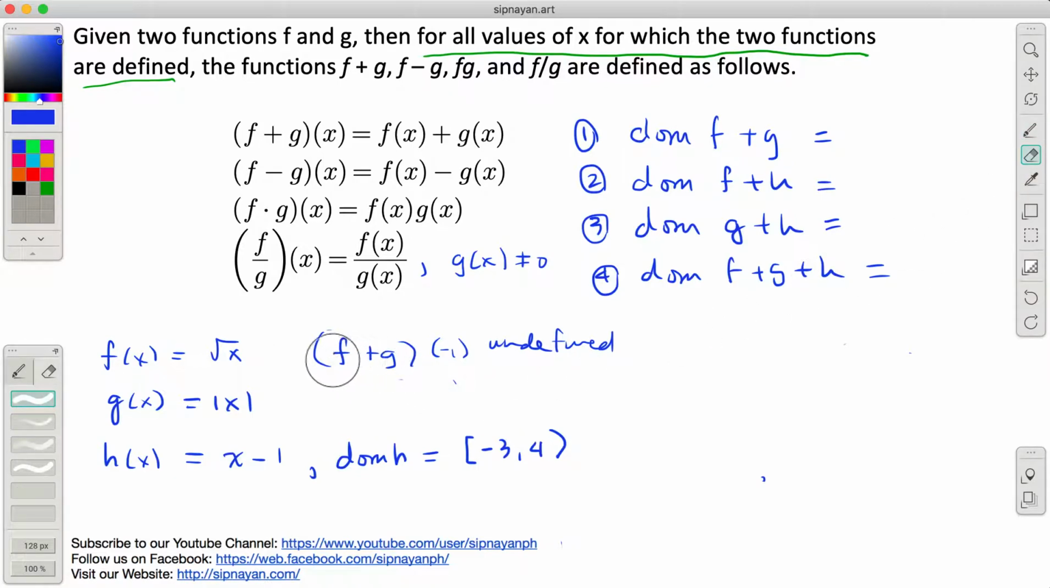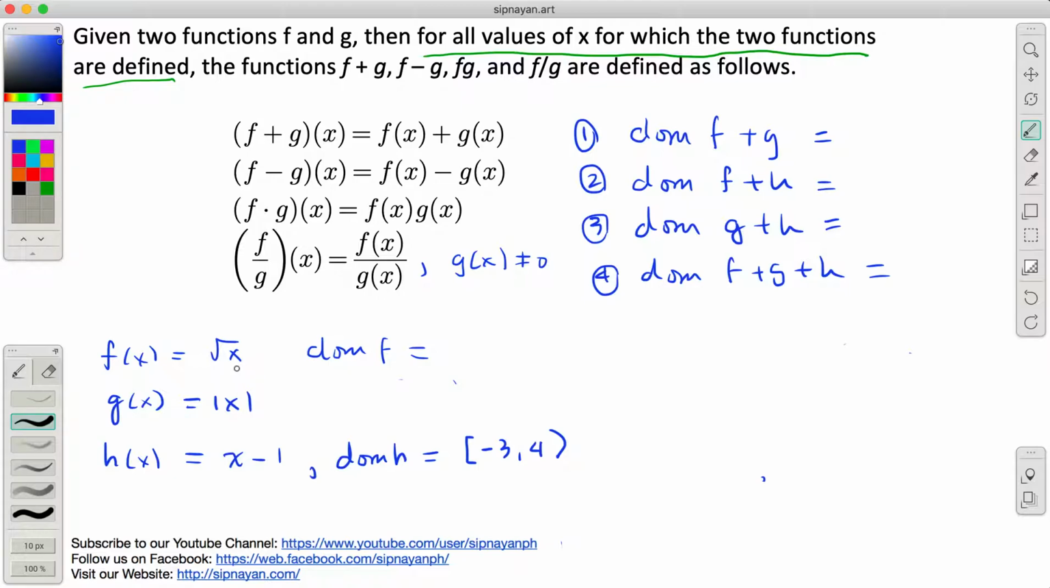Okay, ibig sabihin, kung gusto nating malaman yung values kung saan pwede tayo mag-add, we have to find the domain of the sum function o yung sum ng dalawang functions natin. Two or more functions. And before we do that, we have to know the domain of the individual functions. Now, the domain of f of x, o yung domain of f, is equal to, ano yan?